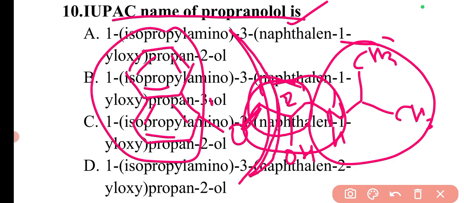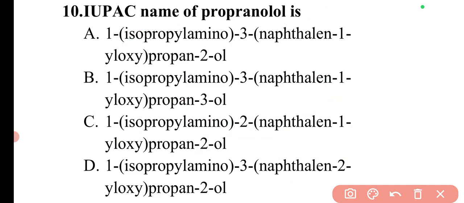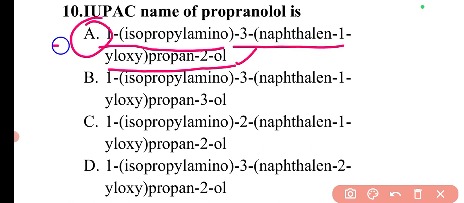So 1 carbon, 2 carbon, and 3 carbon. A total of 3 carbons are there. That's why it is propan-2-ol. And this is the alcohol group. That's why the second position is the OH group. The -ol is the alcohol. So here the correct answer will be 1-isopropylamino-3-(naphthalen-1-yloxy)propan-2-ol. So here option A will be the correct answer.